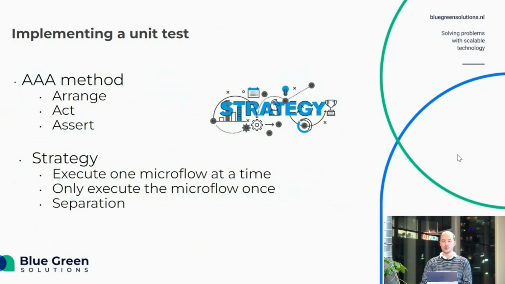And essentially, to keep the unit test simple and maintainable, you execute one microflow at a time. So you're not executing multiple microflows to test them in one unit testing microflow. You only execute that microflow once. So not once with happy path, once with error path, etc. You split that out over multiple unit test microflows.